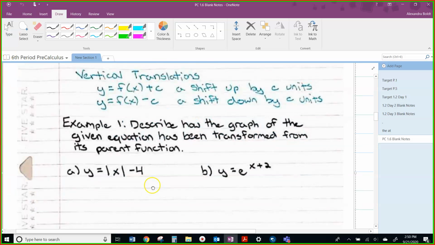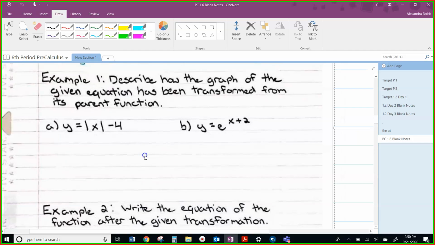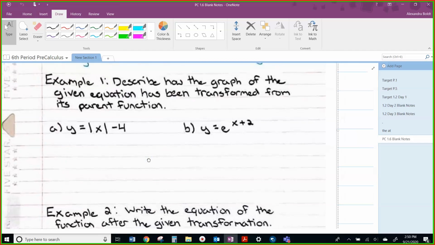So let's look at some examples. Example 1: describe how the graph of the given equation has been transformed from its parent function. The first thing we need to do is determine what the parent function is. If I look at A, y equals, well, remember, straight up and down lines are absolute value symbols. So absolute value of x minus 4. So our parent function here is the absolute value.